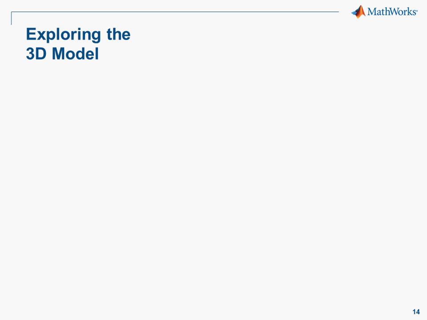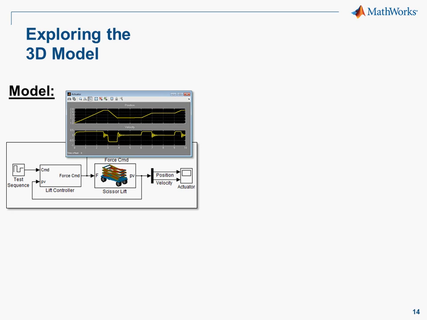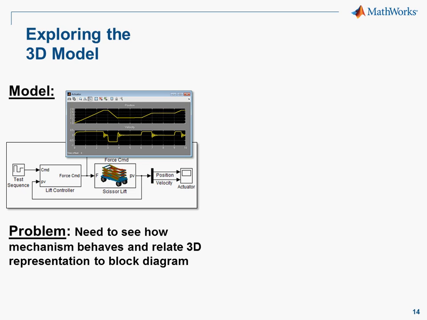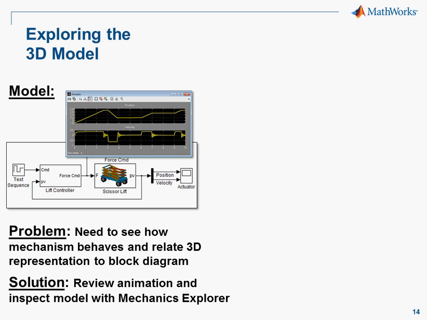In this demonstration, we're going to see how we can explore a 3D representation of our model in SimMechanics. We have a model of a scissor lift that we can simulate in Simulink and view the results on a scope. What we would like to do is to see how the mechanism behaves and relate that 3D representation to the block diagram. We'll do this using the Mechanics Explorer.